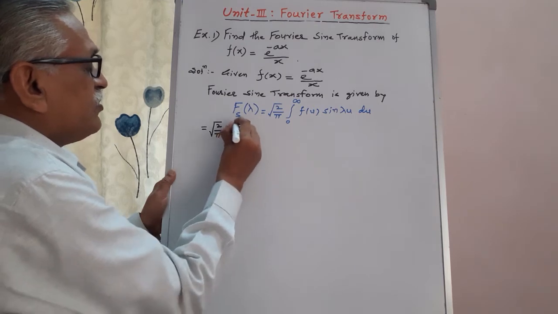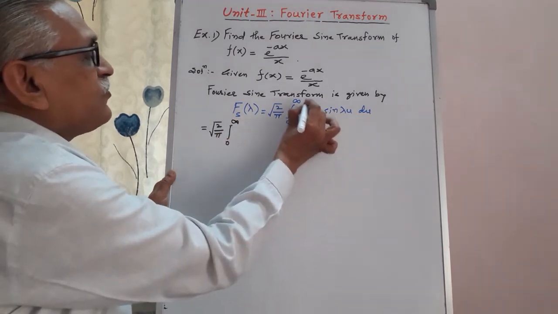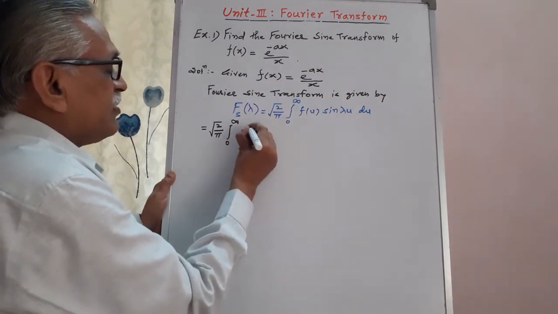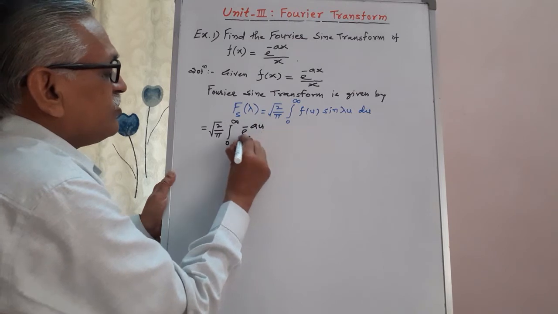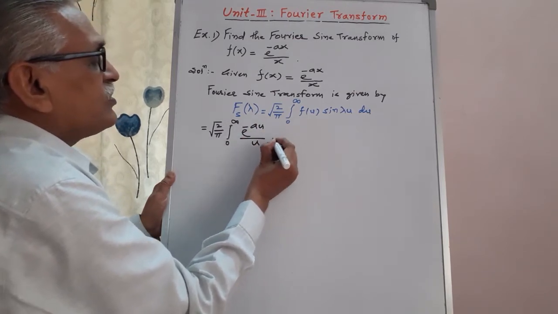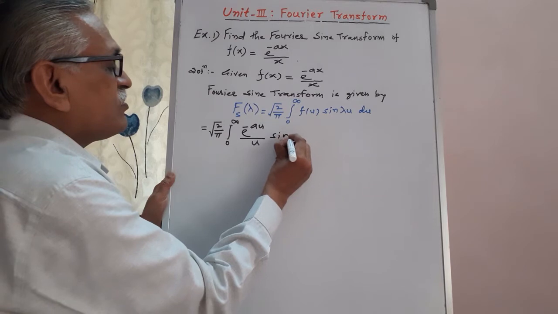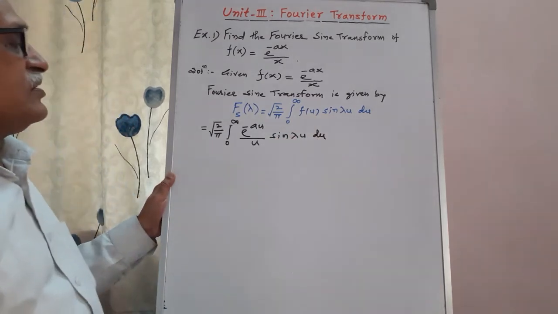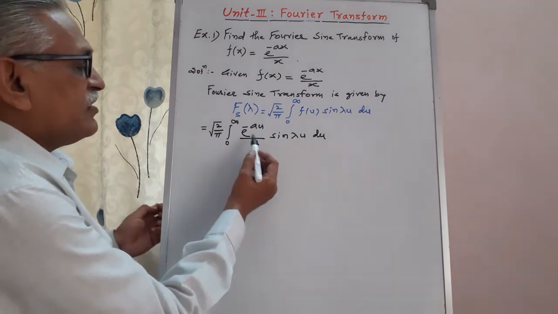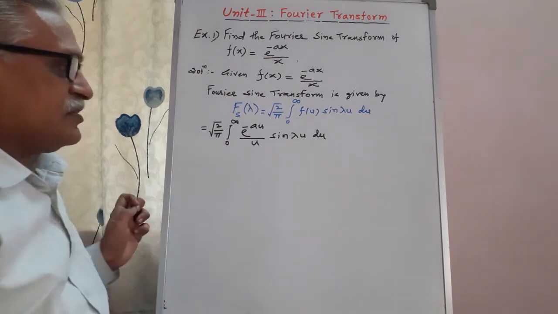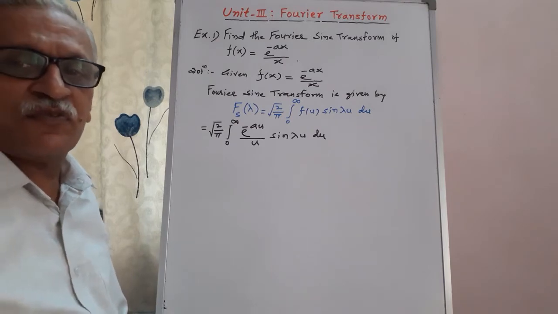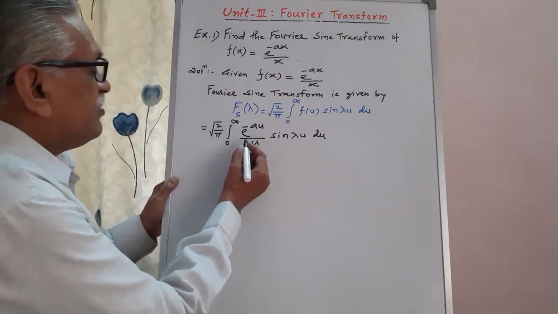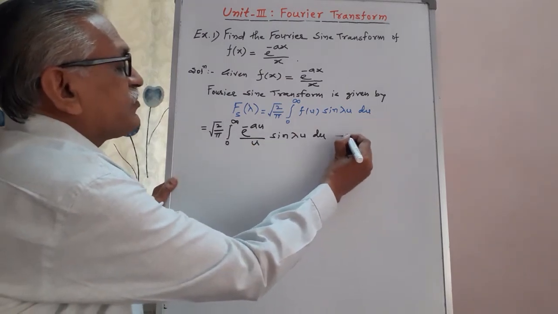integration from 0 to infinity, substituting the value of f of u, replacing x by u in this term, we get e raised to minus au divided by u into sine of lambda u du. Here there are three terms of u, and as it is a product of three terms of u, integration is not possible directly. Therefore, we call this equation 1.